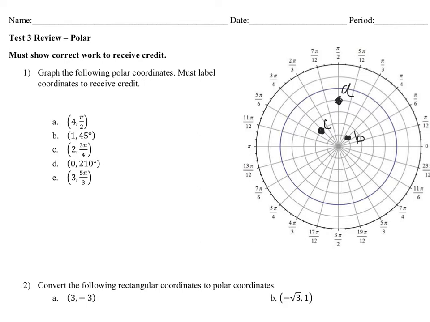D is at 0 and 210, so 0 is right in the center. This is going to be D. And then E is at 5 pi over 3, which is in quadrant 4, and we're going to go out 3 units. 1, 2, 3. And that's all you have to do for graphing polar coordinates.